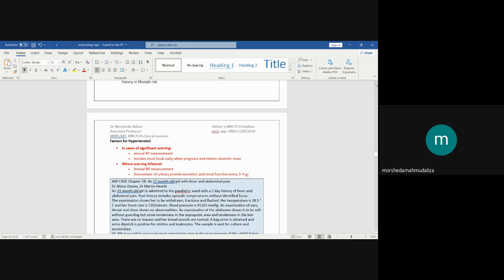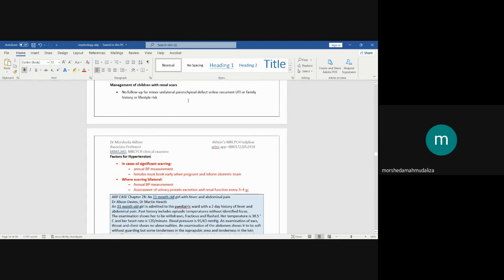So it is written here, you see that when there is no family history of renal problem, in that case, unilateral parenchymal defect, you need not follow up. But if there is significant scarring, then you have to give blood pressure monitoring advice in the GP center annually. Okay, annually. But if the scarring is bilateral, then you have to do the annual BP measurement, as well as urinary protein excretion with renal function every 3 to 4 years. That means you will do the serum creatinine and also the GFR measurement. So this is an important area that you should know.